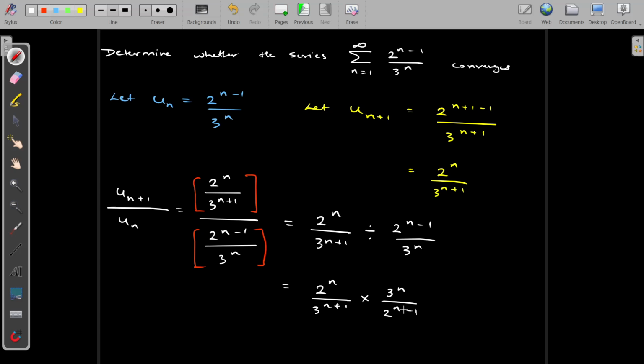Alright, so simplifying this a bit further, let's see what we can do from here. So in the denominator, alright, let me bring this on the next page. I'm going to need a little bit of space.